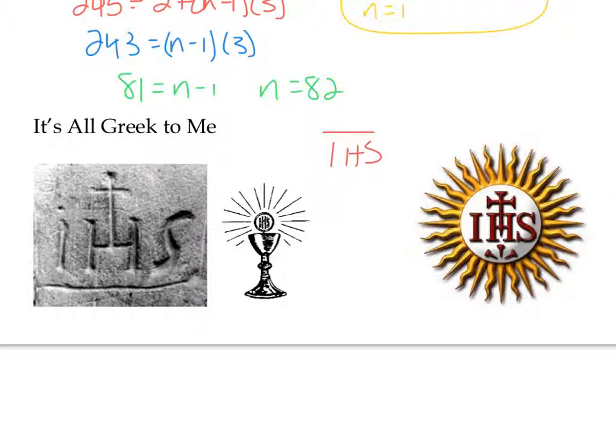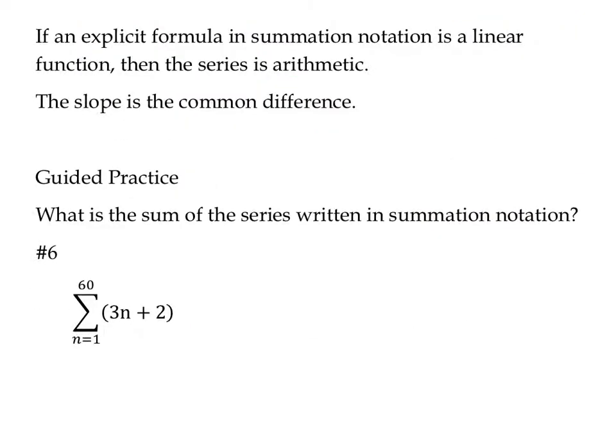All right, let's get some more summation notation and series. We talked a little bit up here about writing the explicit formula, that's what this is, an explicit formula. We wrote those in the last couple of problems. If it's a linear function, then this is arithmetic. So linear, right? We have something like mx plus b. This is the slope, if you will. That's our common difference. The slope is the common difference. We saw that in the other problems we've written.